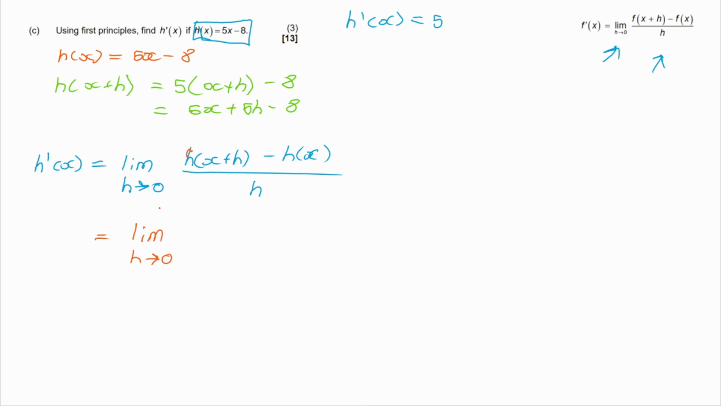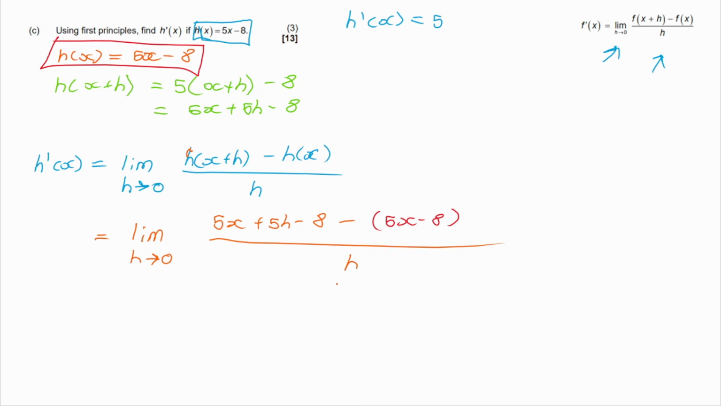What is x plus h? That's what we have over here, so this is x plus h, and I put that over there. It's 5x plus 5h minus 8, minus, and now I need a minus hx. What is my hx? This is my hx, but remember, we put a bracket: hx is 5x minus 8. Then all of this over h.